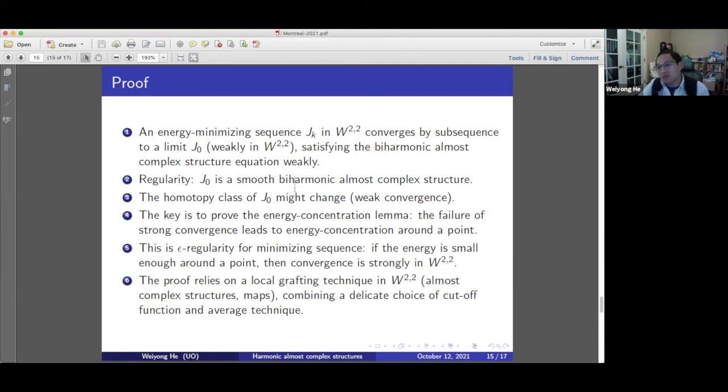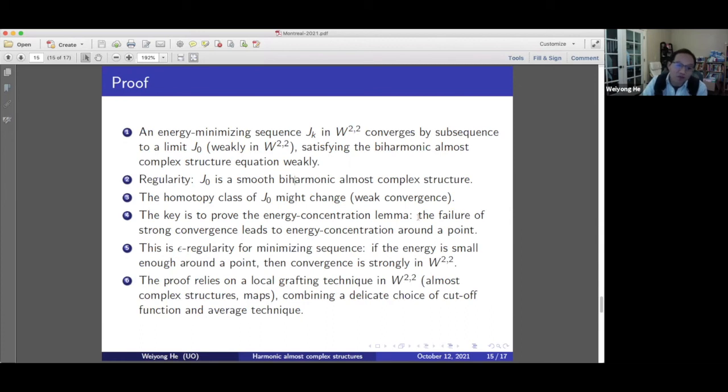process. Since you can see that if the convergence is strong, then the homotopy class will not change. But we know definitely the homotopy structure might change. So what's happening? We need a very clear understanding of what's happening when this strong convergence fails. So the key step then is to prove an energy concentration lemma.